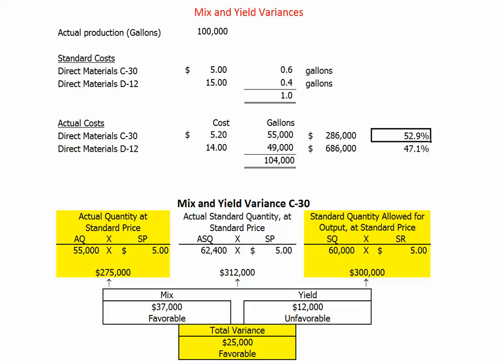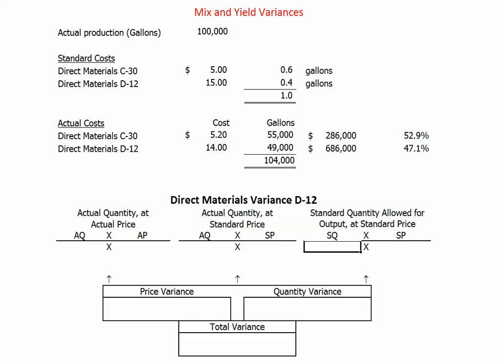Please go ahead and pause the video and complete the quantity variances for material D12. The first step is to calculate, recall, our standard quantity allowed. We produced 100,000 gallons of output. 40% of our raw materials would have been expected to be material D12, so our standard quantity allowed would have been 0.4 times 100,000, or 40,000 gallons.